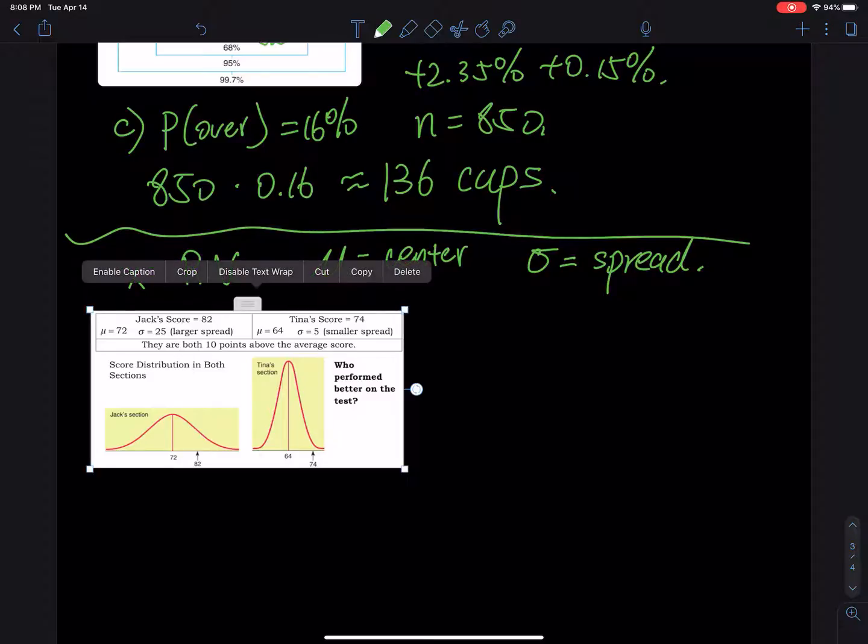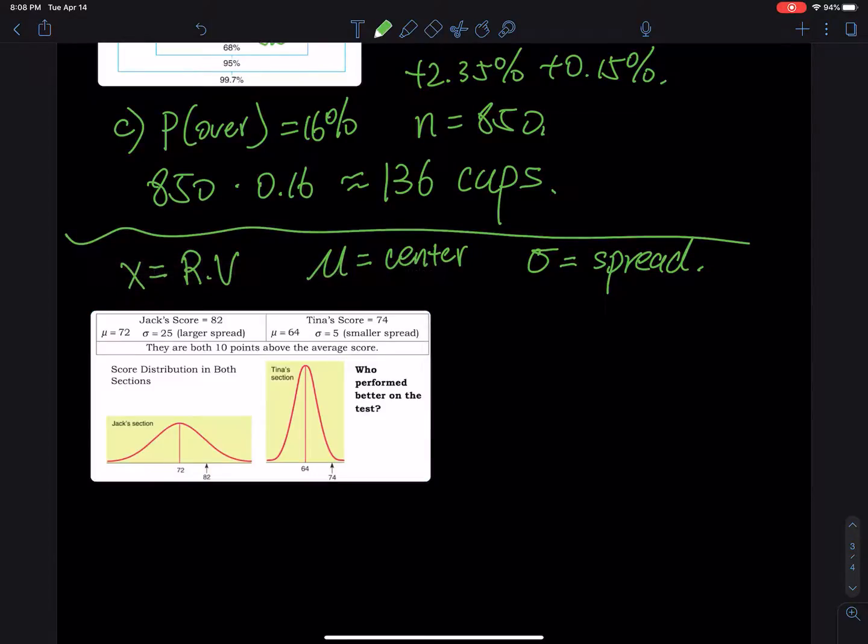Now, in these 2 classes, they have a different average and a sigma. So in the morning class, we have mu equals to 72. The spread is 25. In the afternoon class, I have the mean 64 and the sigma is 5. Take a look at their score. Jack got 82 points on the test and Tina got 74 points on the test. My question is, who did better on the test?